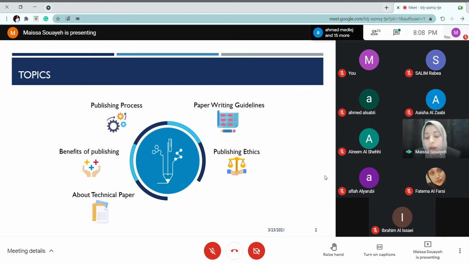Then we'll mention some of the main publishing ethics. And useful tools actually will not be at the end. The useful tools will be introduced at the location when they are needed.